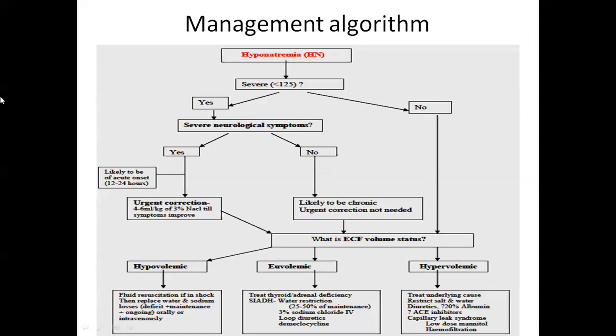For euvolemic hyponatremia, fluid restriction. You try to restrict the fluid first. You start with a 25% restriction, then move on to 50% restriction. If the child is still not improving, then diuretics. No, diuretics alone are not sufficient. You need to add 3%, because the diuretics are going to lose the sodium again through the renal route. So always combine diuretics with 3% NS.